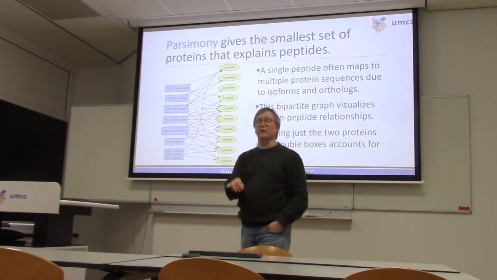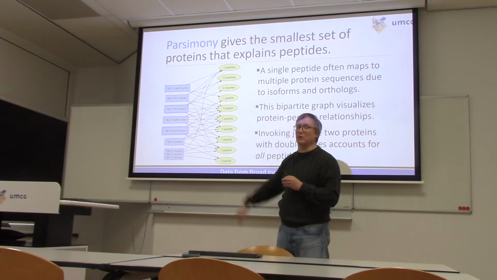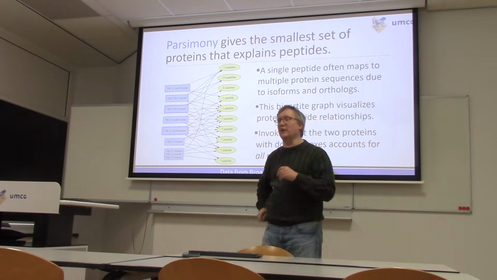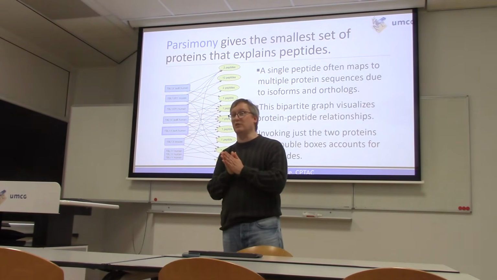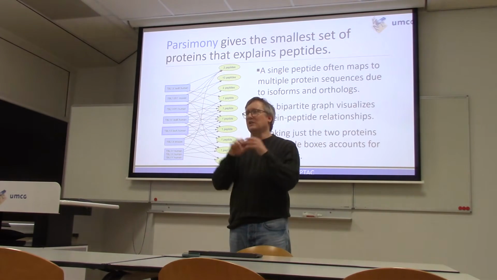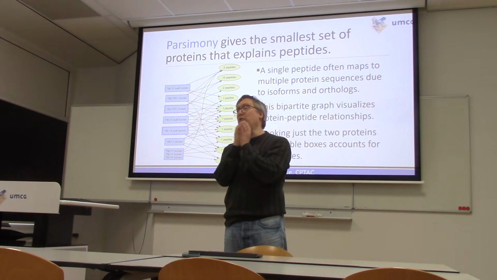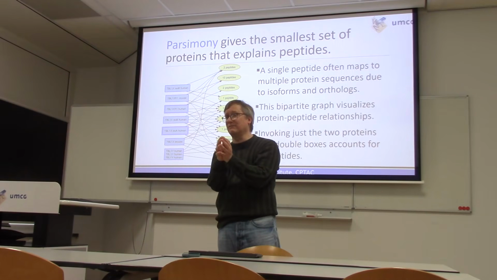But the short version that most people have come to is that parsimony is valuable in not overstating what your evidence can tell you. Parsimony means we want to use the smallest set of proteins possible for us to explain all the peptide evidence we have. Parsimony.